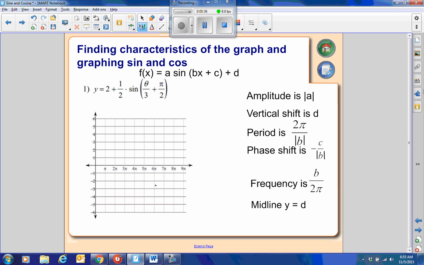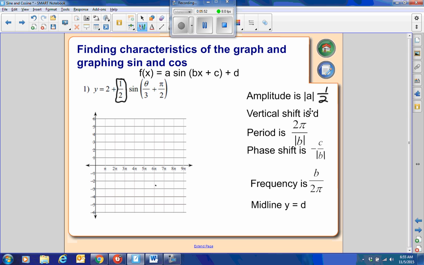Amplitude is really easy because it's just the absolute value of the A, because I'm really just talking about how high it is. The A is always in front of the sine or cosine. So in this instance, my amplitude is 1/2.